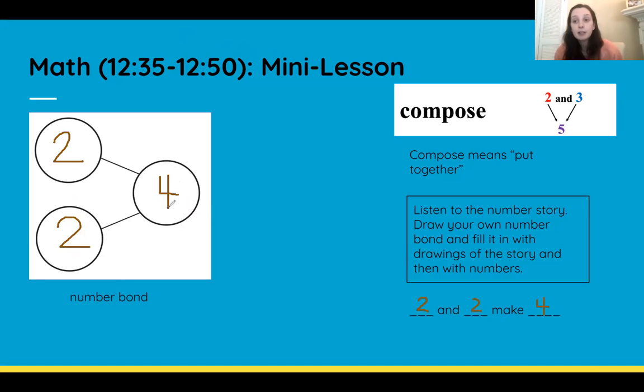I could also use my fingers. 2 squirrels and 2 squirrels come together to make 1, 2, 3, 4. 2 and 2 make 4. So take a minute to switch up your number bond. So erase your pictures and instead draw the numbers. 2 and 2 make 4.